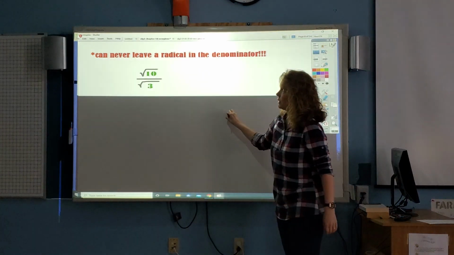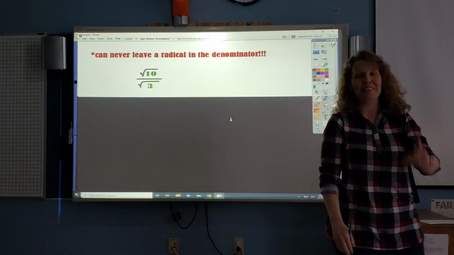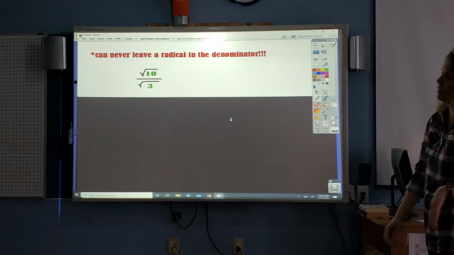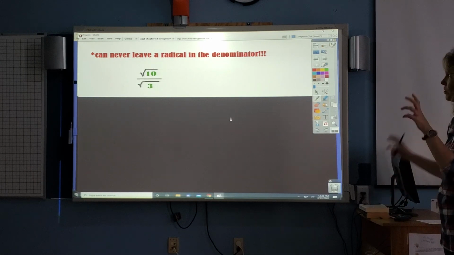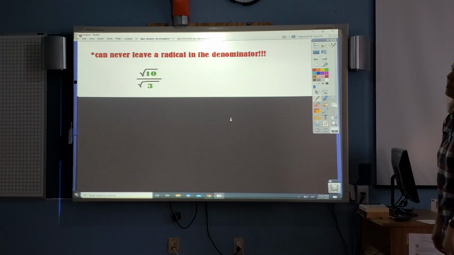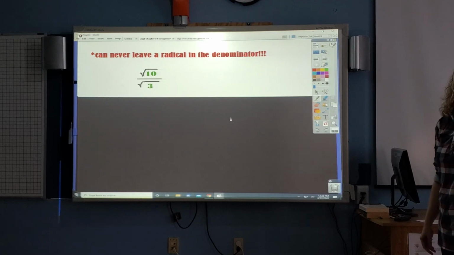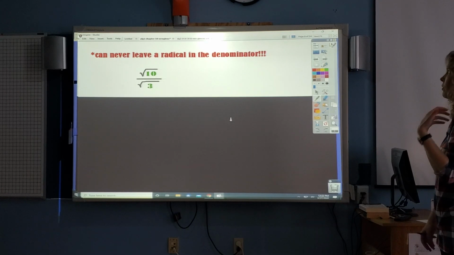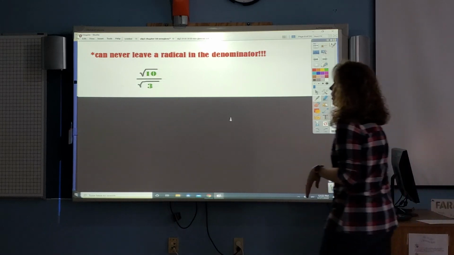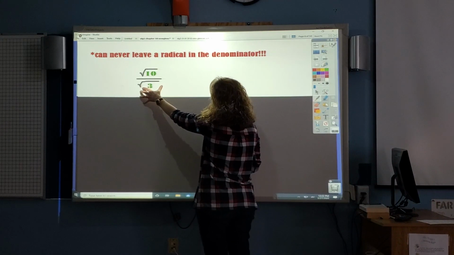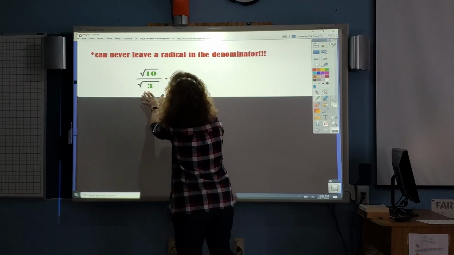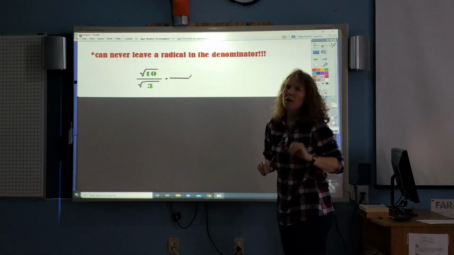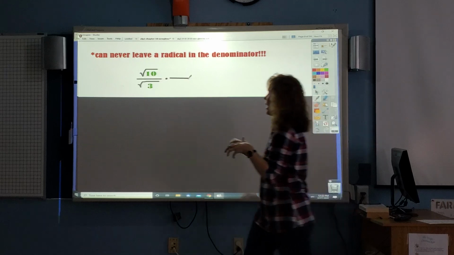And one last thing I need to tell you about. You cannot leave a radical in the denominator. So make sure, I wrote it in red, make sure you underline, put stars by it, highlight it. That's a big deal. So we're going to do what's called simplifying, but we are rationalizing the denominator. We have a way of getting around this by multiplying the top and bottom of this fraction by the square root of 3.